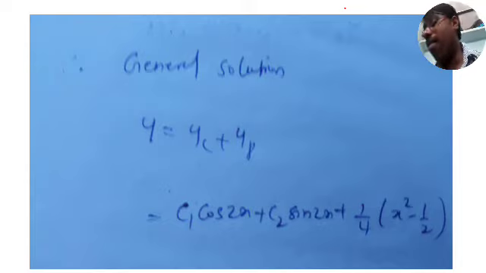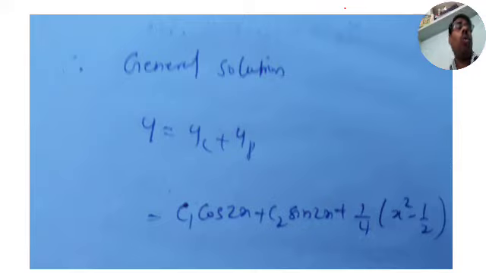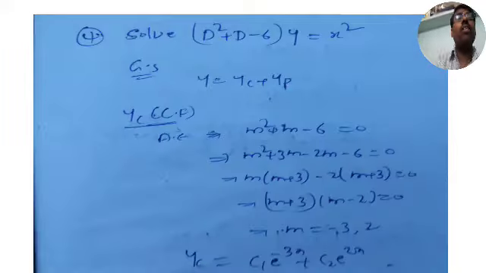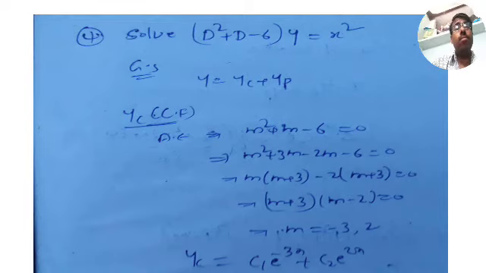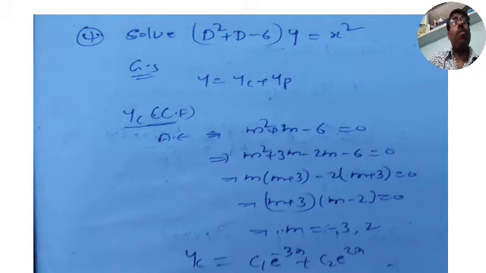So what's the time left? We have another 20 minutes to go. So let us quickly move on to the next problem, guys. Yes, what is the fourth problem? Solve d square plus d minus 6 of y is equal to x square.